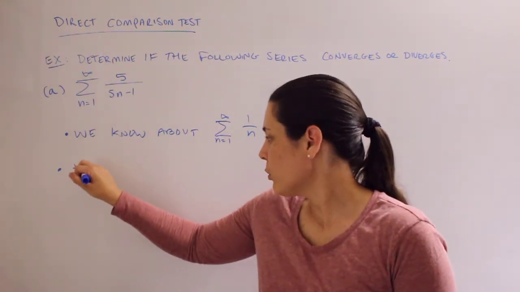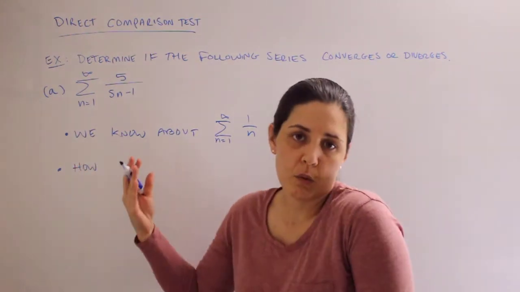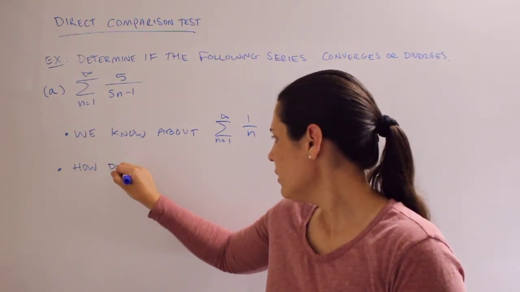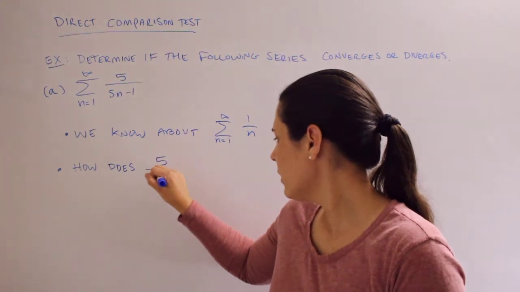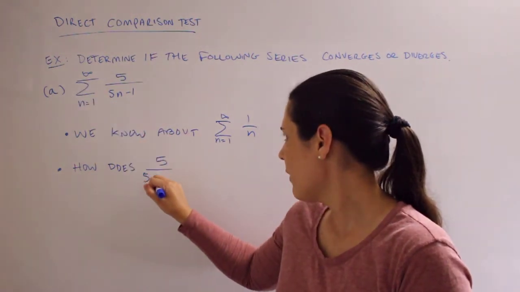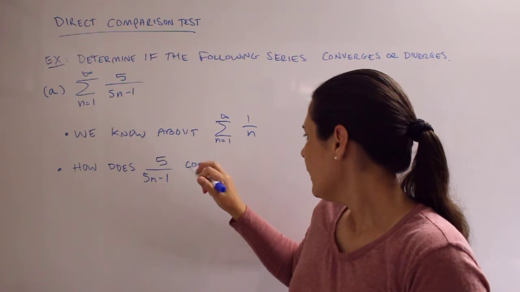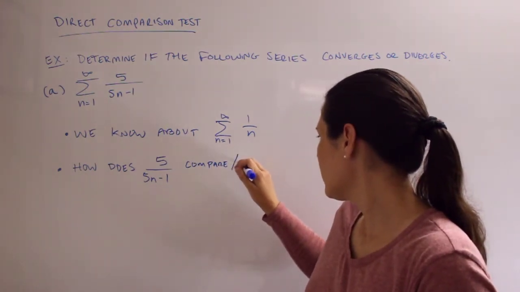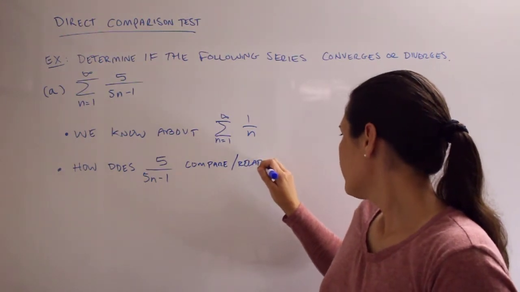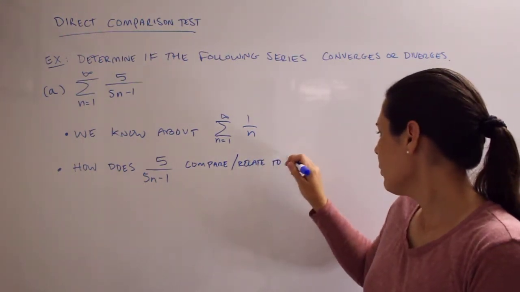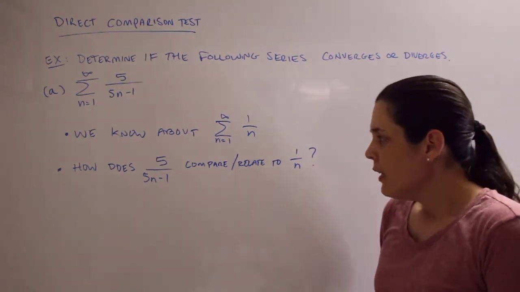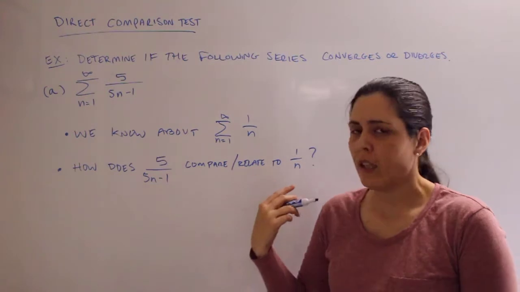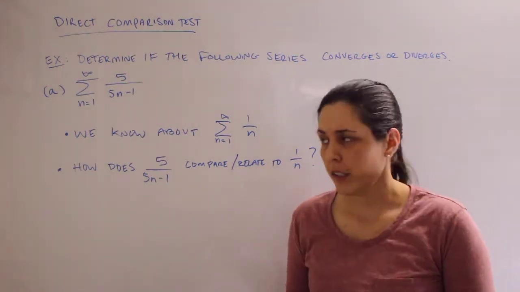Okay, because then I need to know which one's larger, because that's going to affect what happens to the smaller one and vice versa. So how does the sequence that this series is based on, 5 over 5n minus 1, relate or compare, let's just add both words in there, to this one that we're interested in, 1 over n? What I'm trying to do at this point is figure out which one of these would be larger, which one of them would be smaller.